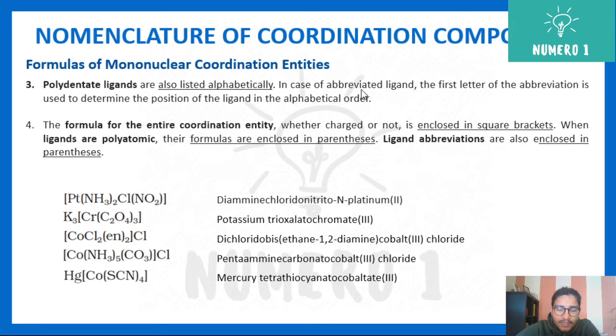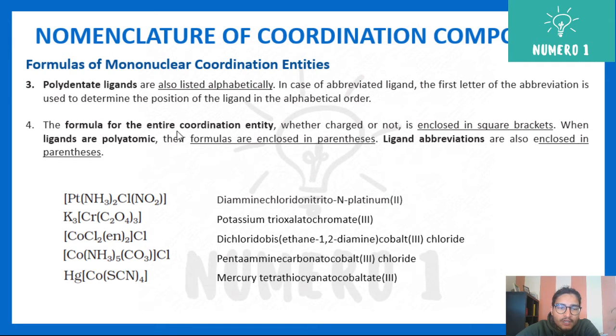In case of an abbreviated ligand, you can see this one twice. en is the abbreviation of ethane 1,2-diamine. The first letter of the abbreviation is used to determine the position of the ligand in alphabetical order. For example, here ethane is there, so the first letter of the abbreviation is E.